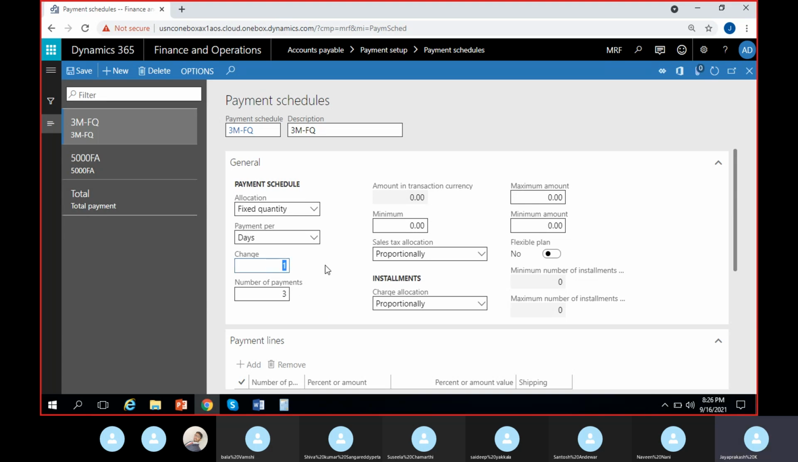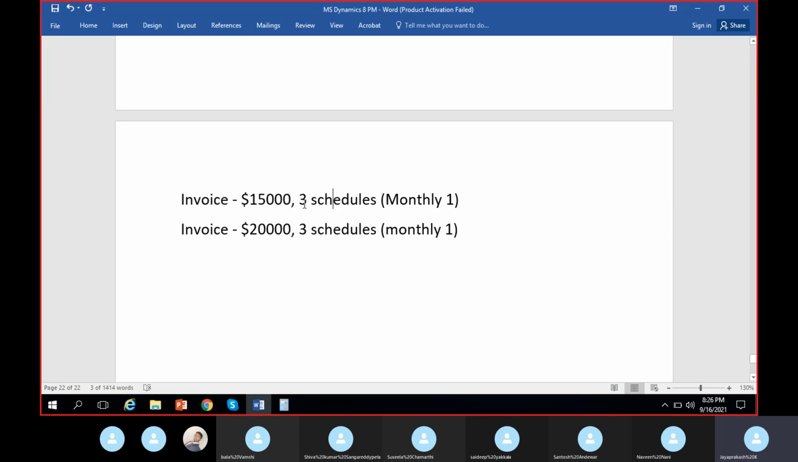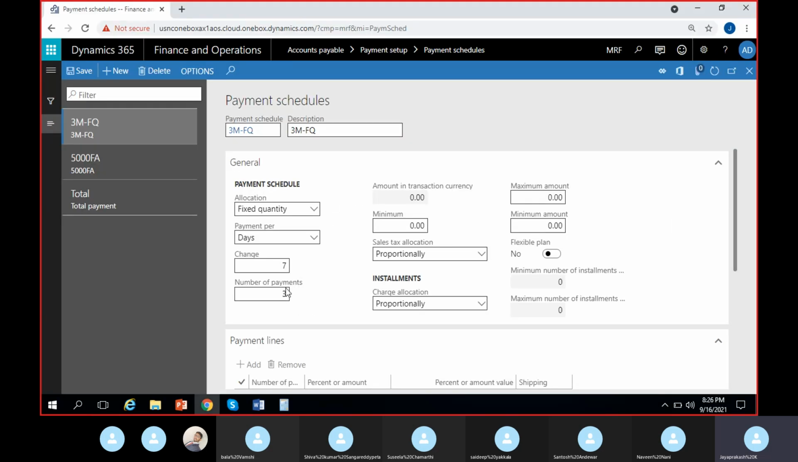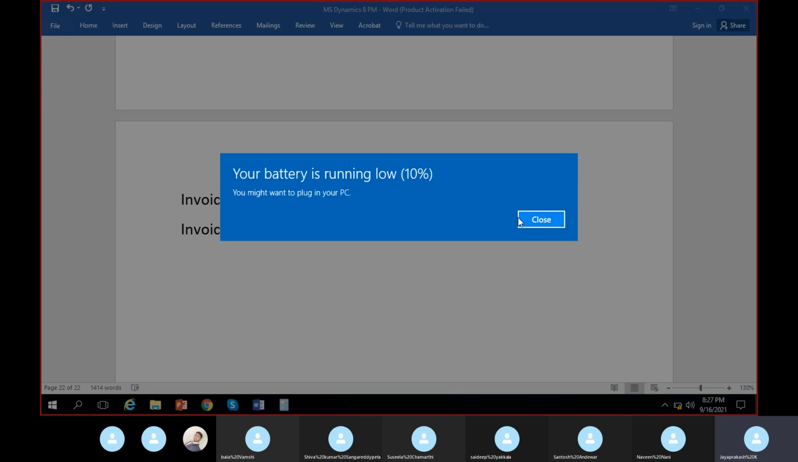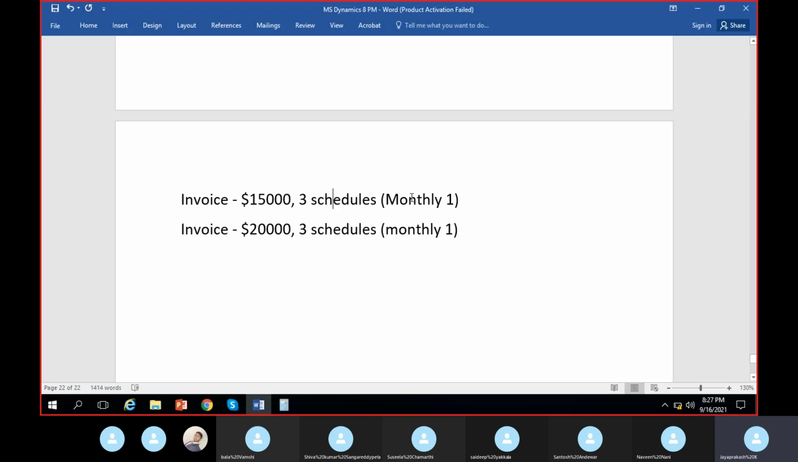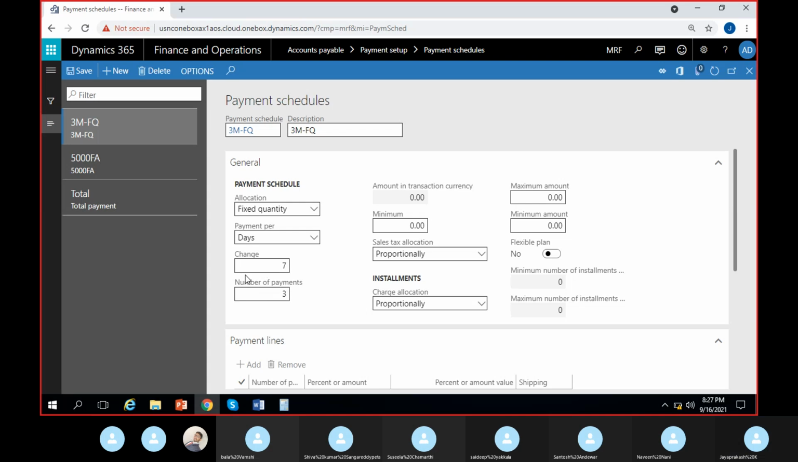Suppose I want to pay weekly, I'll change it as day and 7. So for every 7 days I'll make a payment. For every 1 week I'll pay 5,000, 5,000 and 5,000. And within 3 weeks the invoice payment will be completed, or the total amount on the invoice will be settled. In the same manner you can give any schedules as you want. You can create one more for 5 months, like 5 months fixed quantity. So the amount on the invoice will be divided with fixed quantity. If it is 15,000 divided by 3, you will get 5,000. So that 5,000, how you want to pay, monthly or weekly or quarterly, you can decide here in these 3 boxes.